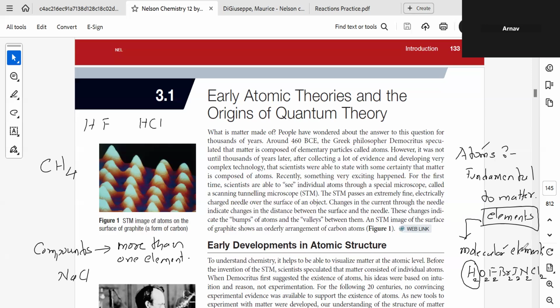So now you have here a molecular element, and I can say this is a molecular compound. Any doubt? No, I think I understand it. So you can write down: atoms are fundamental to matter or elements. Then you have molecular elements and you have compounds. So the entire matter is made up of atoms and molecules.